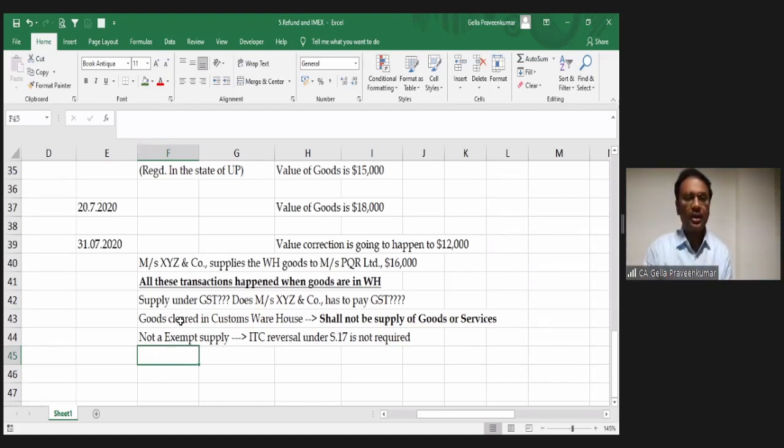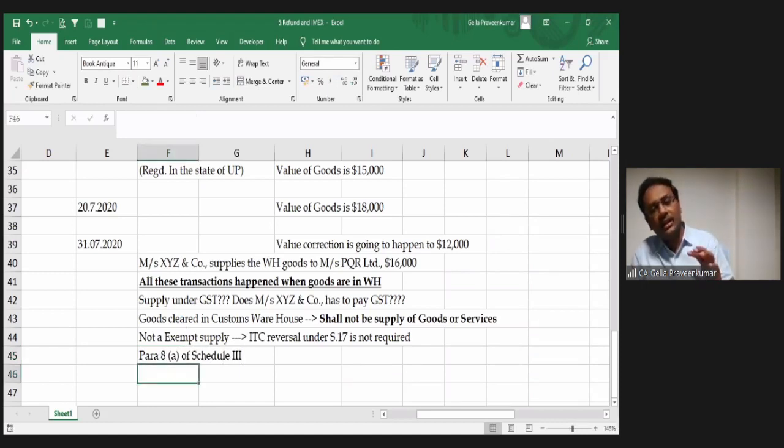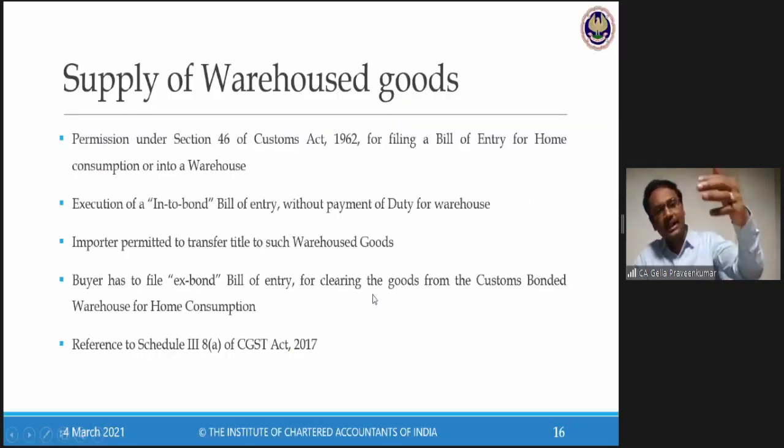So you have to draw attention to Para 8A of Schedule 3, which talks about your goods which are cleared in your customs premises. So by applying this provision, we would say that this supply is not a supply under GST where GST gets attracted. This is an example from this particular definition. Next.